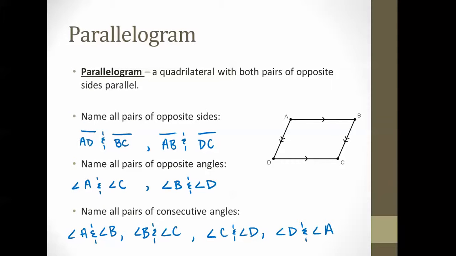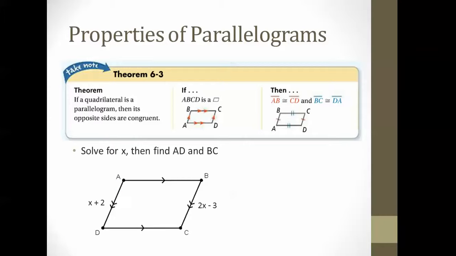So here's what we have. Hopefully you had something similar when you paused the video and did this on your own. Alright, so we have a few theorems to get through in this section, and they're all around properties of parallelograms, so different things that are true about the parallelogram. The first one says that if a quadrilateral is a parallelogram, then opposite sides are congruent. So by definition, opposite sides are parallel, but by theorem 6.3 here, we learn that opposite sides are also congruent.